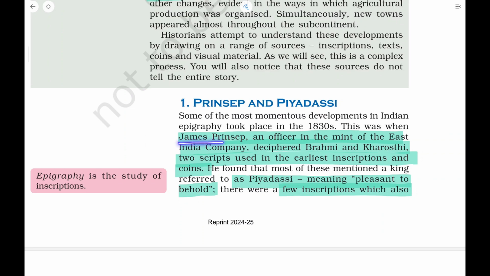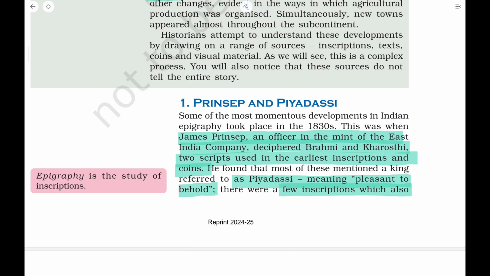James Prinsep, an officer in the mint of the East India Company, deciphered Brahmi and Kharosthi, two scripts used in the earliest inscriptions and coins. Brahmi was the earliest used in inscriptions, and the Kharosthi script was used in the northwestern part of the Indian subcontinent, and this script was written right to left. This is an important point about the Kharosthi script.